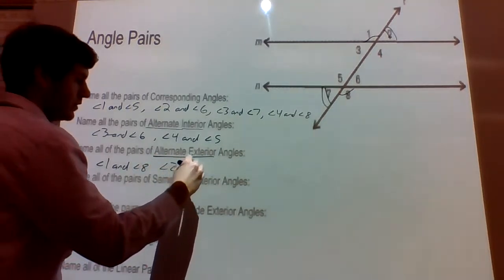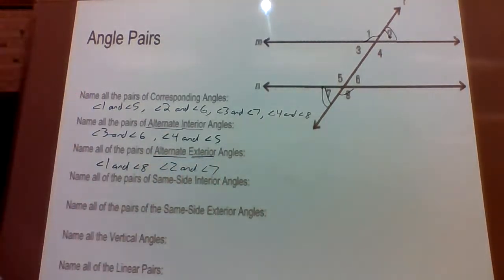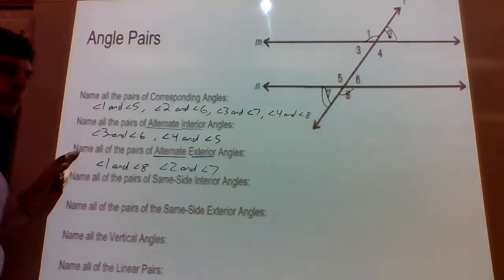If M and N turn out to be parallel, all of these three would be congruent. So if lines M and N are parallel, then corresponding angles, alternate interior angles, and alternate exterior angles are congruent, meaning they have the same angle measure.